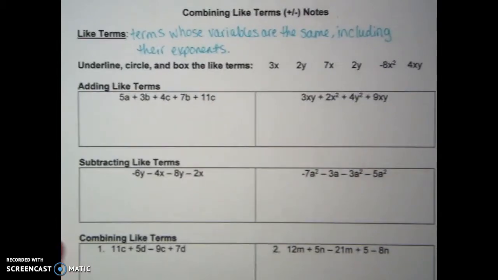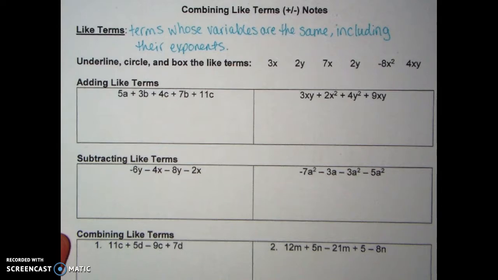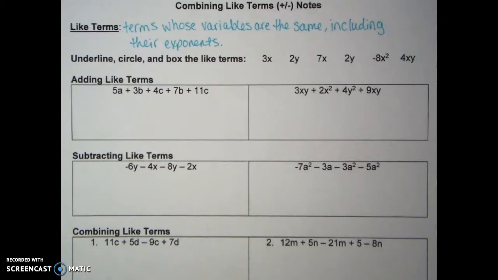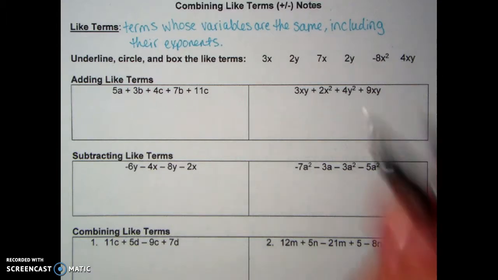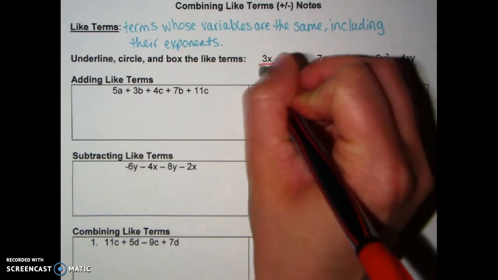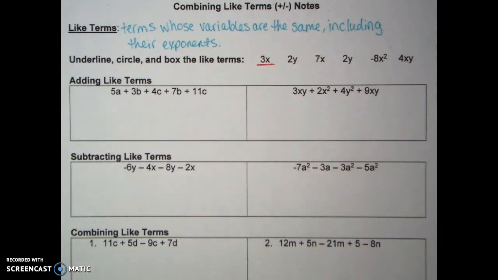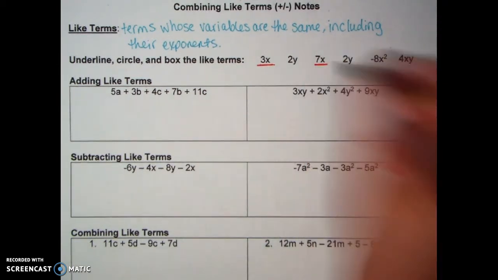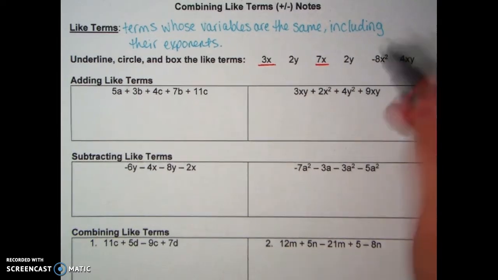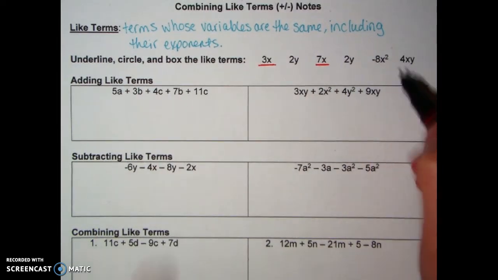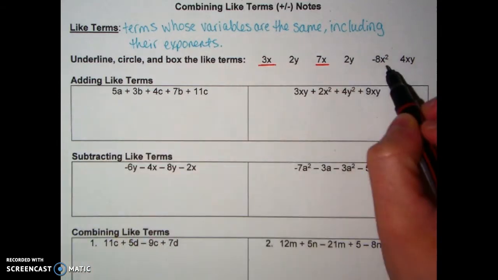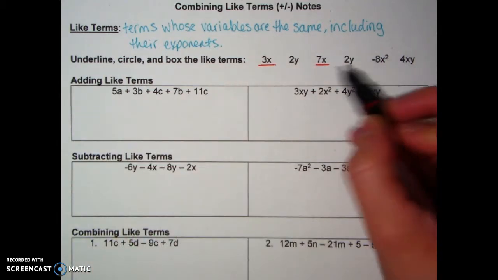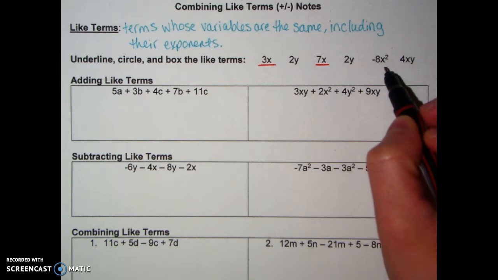So let's look at this example down here. It says underline, circle, and box the like terms. So usually I start with circling or underlining. It kind of depends what I go with, but let's underline all of the x's. So there's an x and there's an x. So those two are like terms. Now these two down here are not the same because these are x's. This is an x squared. That's not the same. They have to have the same exponent as well. So this is not a like term.